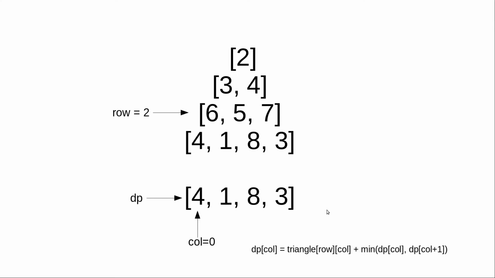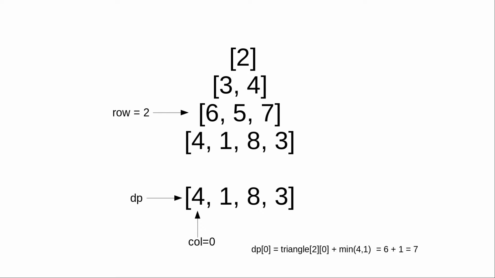So here, we want to calculate the sum of the number with the minimum of the 2 numbers just below it. So triangle of row column gives that number, and minimum of DP of column and column plus 1 gives the numbers just below it. And we'll update this index here after doing this computation. So let's look at a sample run here.